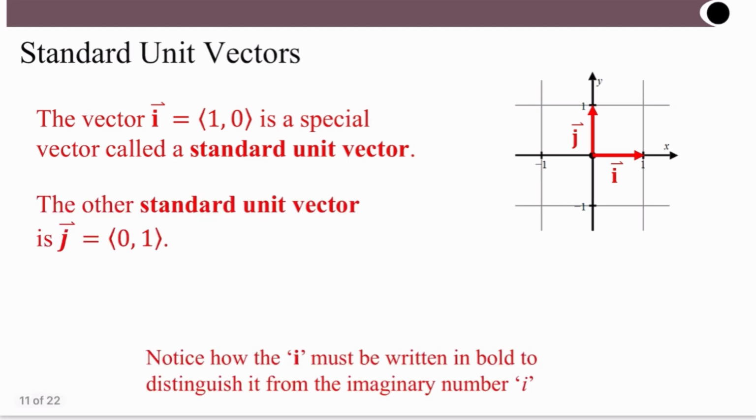One thing before we move on, I want you to notice how the i must be written in bold to distinguish it from the imaginary number i. When we type the imaginary number i, we tend to use an italicized lowercase i. But here for our standard unit vector, we're using a bold i. And when you handwrite the imaginary number i, put a little hook on the lowercase i. It looks a little bit like a backwards j, but I don't have the nicest handwriting.